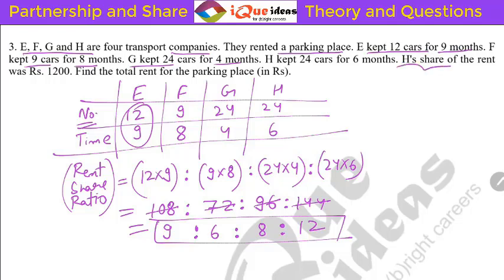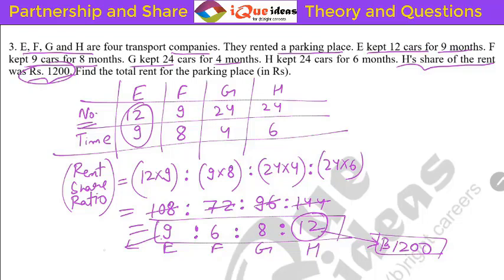Now H's share of the rent was 1200. Now this is E, F, G, H, right? And H's actual share is 1200. Here in the ratio it is 12. So 12 is 1200, right? I think there is no need to do anything further. 12 stands for 1200. So 8 will stand for 800, 6 will stand for 600, 9 will stand for 900.